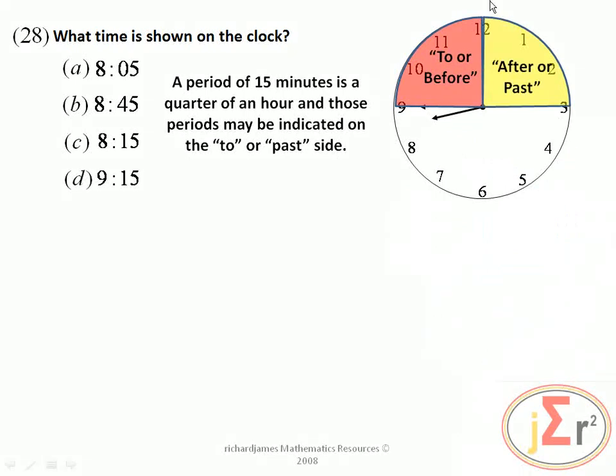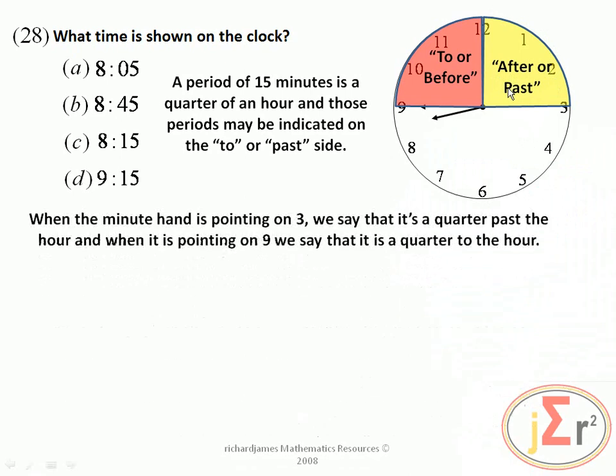And here we have also a quarter after or a quarter past. Generally we say quarter past. When the minute hand is pointing to 3, we say that it is a quarter past the hour. And when it is pointing to 9, we say that it is a quarter to the hour. The time indicated is therefore quarter to 9.